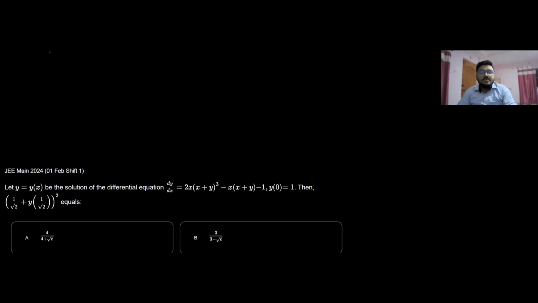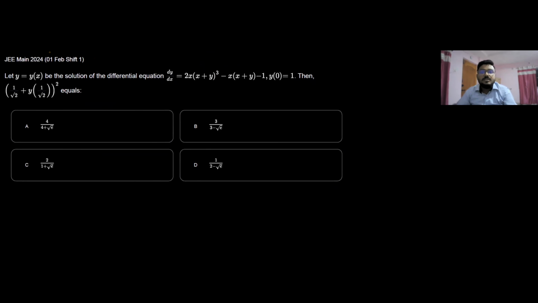Moving to the next question. The next question is a differential equation. Fine. So here, this is a differential equation, and how to start? I can see this x plus y is repeated here.